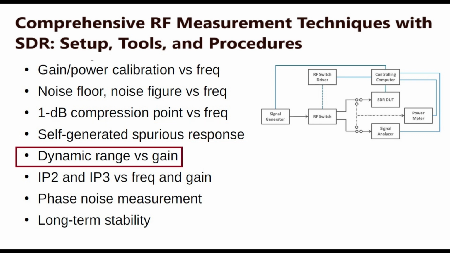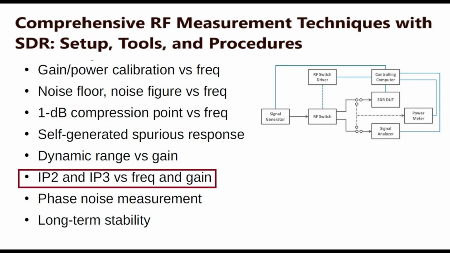Fifth one, dynamic range versus gain. Goal, measure the range between the noise floor and the 1 dB compression point across different gain settings. Procedure, set the DUT at a specific gain level, measure the noise floor and the 1 dB compression point. Calculate the dynamic range as the difference between these 2 points. Repeat for various gain levels to see how dynamic range changes with gain.